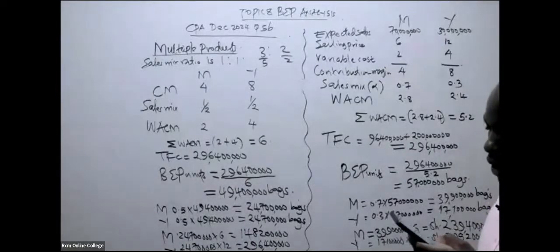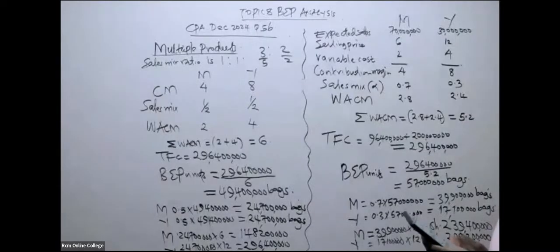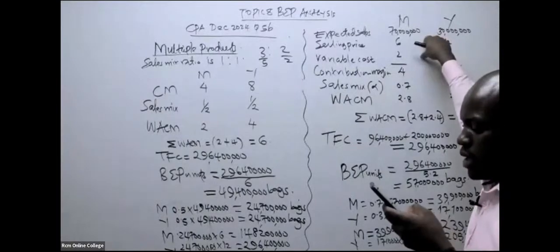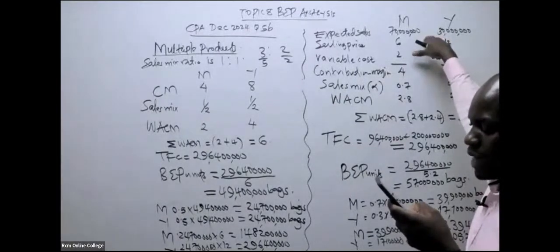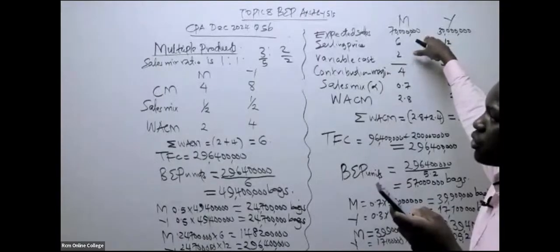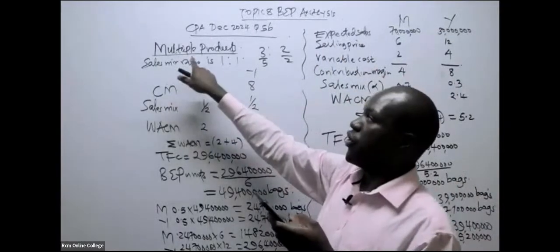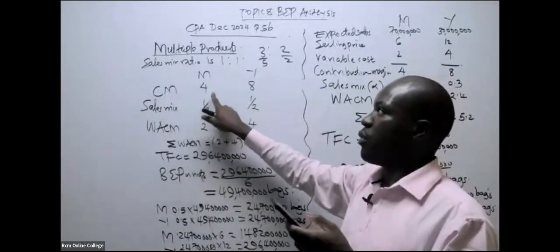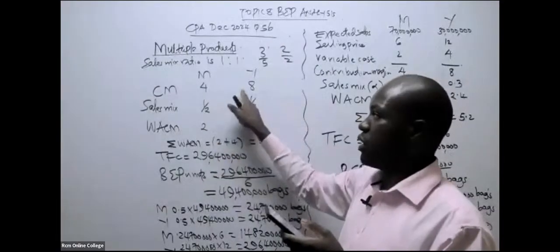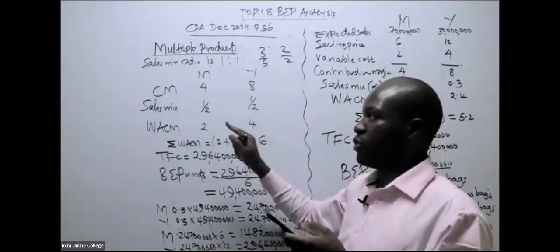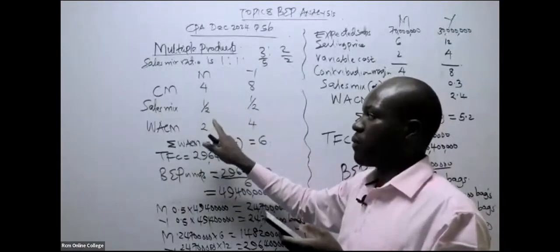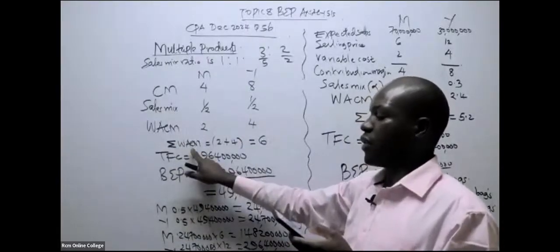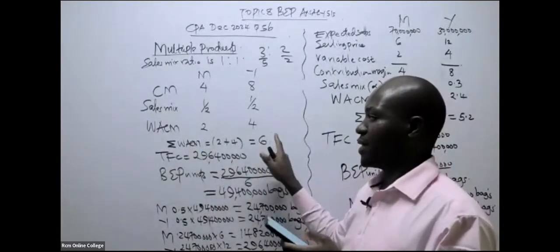So Roman 1, the break-even point at current sales mix. The current sales mix, you are to get it from the expected sales, right? Then Roman 2, the break-even point at a proposed sales mix ratio of 1:1. So 1 plus 1 is 2, so 1/2, 1/2, that gave us 0.5, 0.5. 0.5 by 4 will be 2. 0.5 by 8 will be 4. When I add the 2, I'm getting the summation of weighted average contribution margin, which is 6.